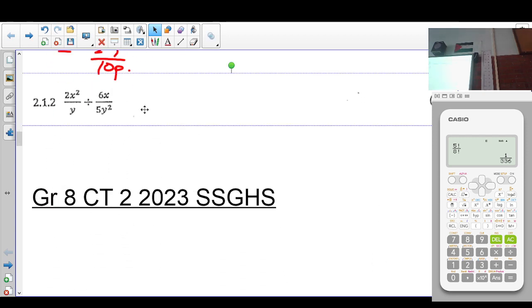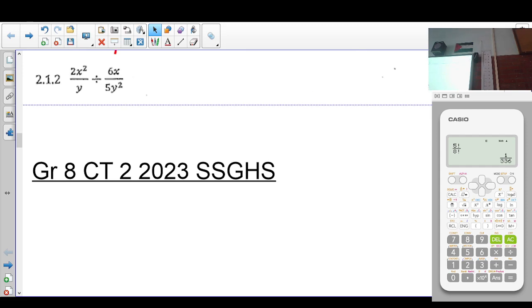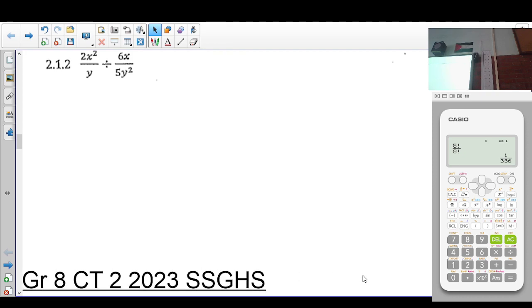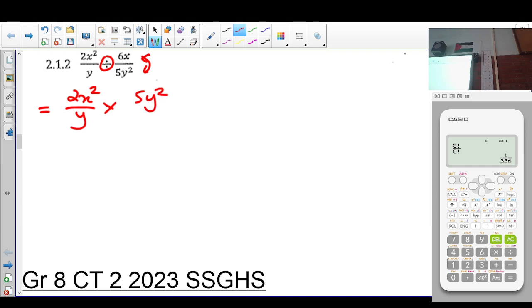The next one. So it needs to be done first here. You change the division to multiplication. Double and times. So it's going to be 2x squared over y, multiplied by 5y squared over 6x. 2 going into 2 once, 2 going into 6 3 times. So x squared times 5y squared is going to give you 5y squared x squared over y times 3x is going to give you 3xy.